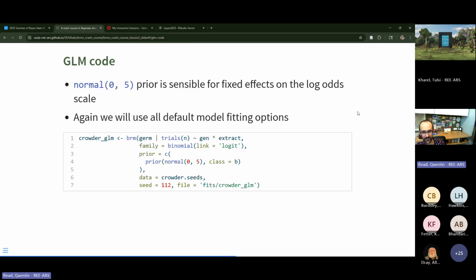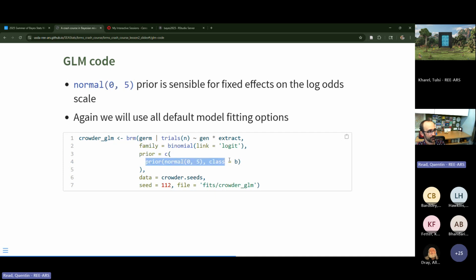So we're going to fit this model again as a generalized linear model. Instead of using proportion as a response variable, we're going to use the number of germinations by the number of trials, and we're going to use the binomial family with the logit link function to transform our values that can take any number into a prediction on the probability scale ranging between 0 and 1.